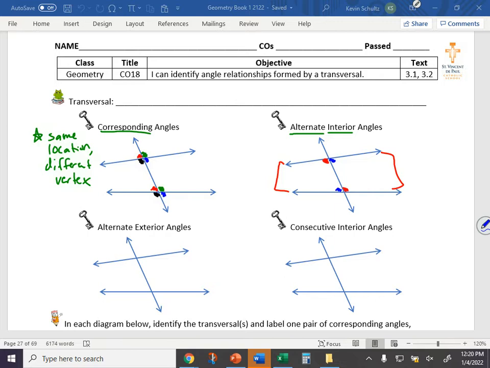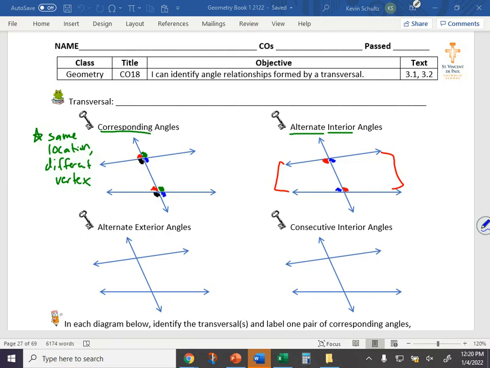Drake? Are they always going to be one on top, one on the bottom? Yes. Yep. Because these are the locations of angles at the different vertexes, right? Drake's asking, will there always be one angle at each vertex? Yes. Otherwise, you're dealing with linear pairs and stuff like that.